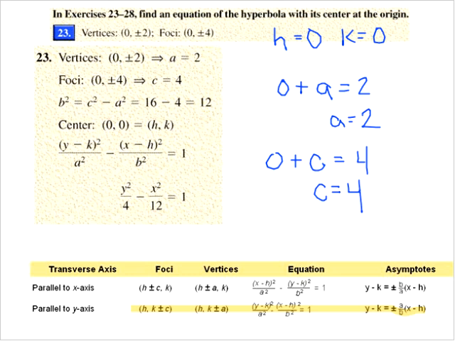To find b squared, we can use an alternate form of the Pythagorean theorem if we need to. Okay, so c squared is 16 minus 4 is 12, so this is b squared. And I plug in my information now. So I have y minus 0, which is just y squared over 4 minus x squared over 12 equals 1.